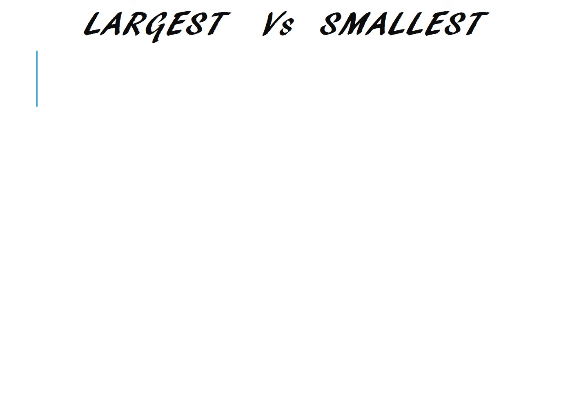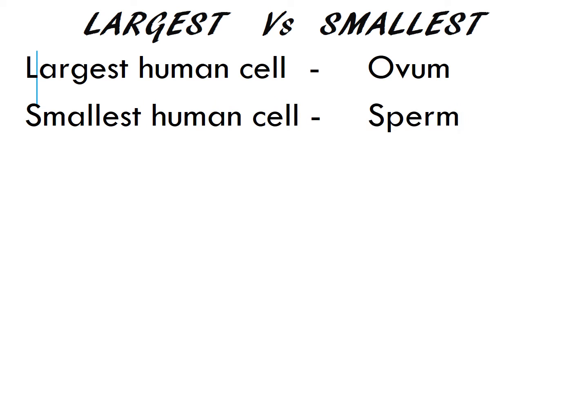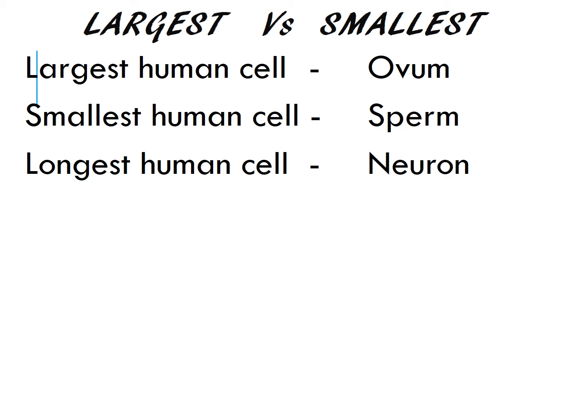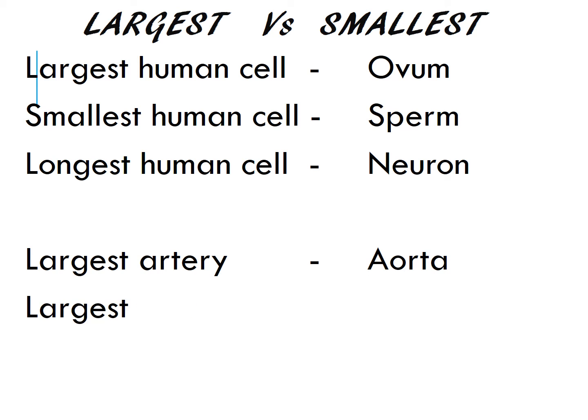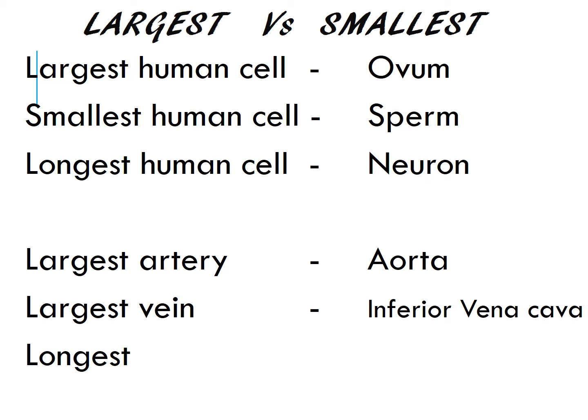Now let us go for a quick revision of the largest versus smallest. So the largest human cell is ovum and the smallest human cell is sperm. However, the longest human cell is neuron. So the largest artery is aorta, the largest vein is inferior vena cava and the longest vein is great saphenous vein.